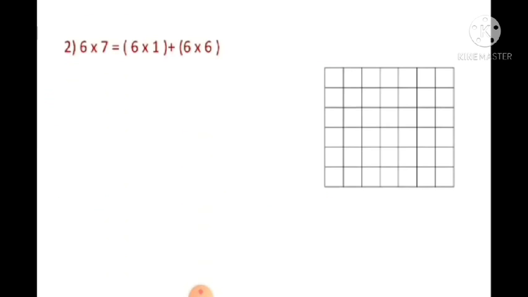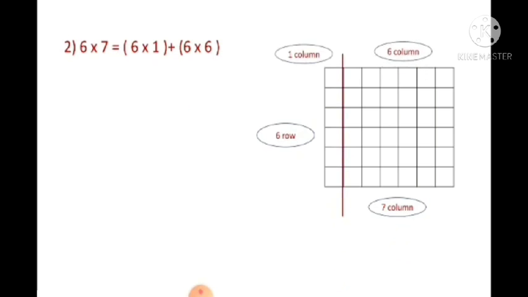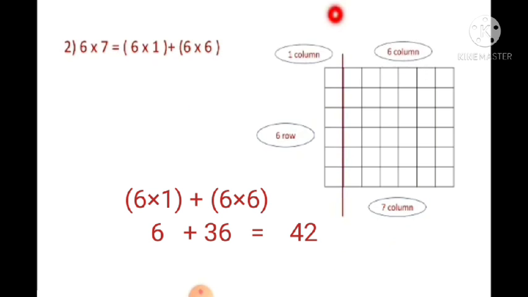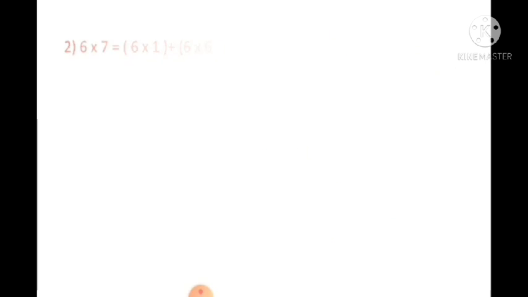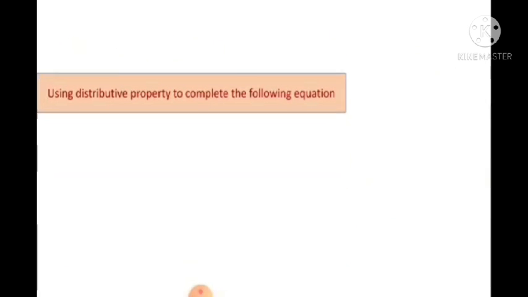Next, 6 times 7 equals 6 times 1 plus 6 times 6. First, 6 is the number of rows and doesn't change. So we distribute the number of columns. 7 columns, we distribute 1 plus 6. Count 1 column and make a line. We have two shapes. First, 6 rows and 1 column. Second, 6 rows and 6 columns.